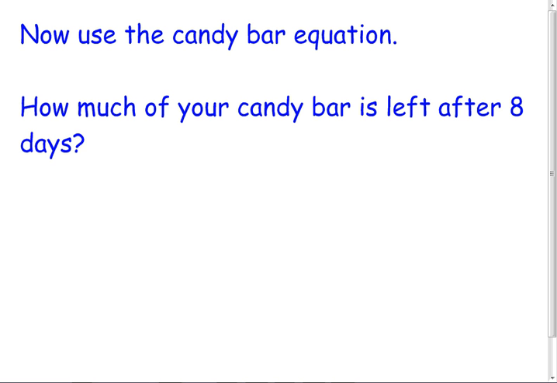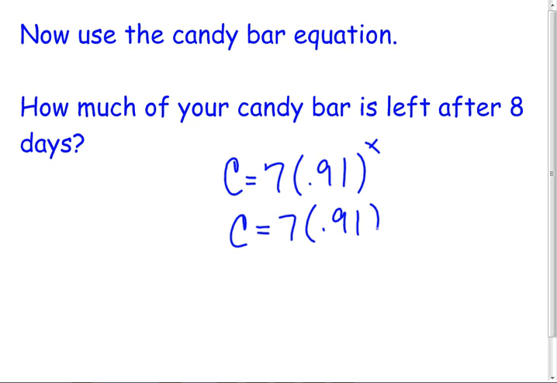Let's do the candy bar problem. Remember the candy bar? The 7 pounds, 0.91 to the x. Okay, let's try one more time with our calculator. Ready? What's x going to be? 5. No, read it again. How much of your candy bar is left after 8 days? So it's C equals 7 times 0.91 to the 8th.